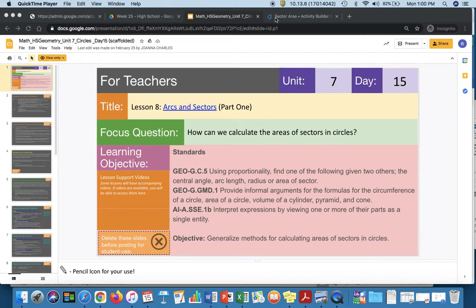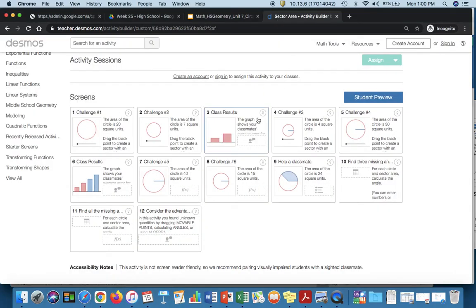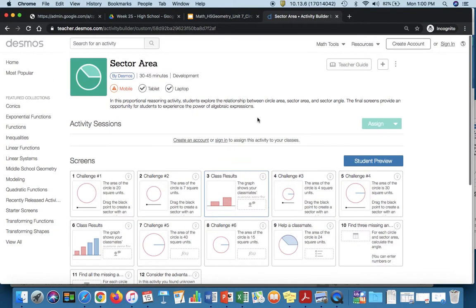Hi, this is Roman, and today I'm going to be sharing an activity that you could use to introduce the idea of the area of sectors. This activity is a Desmos activity, and it's actually created by Desmos.